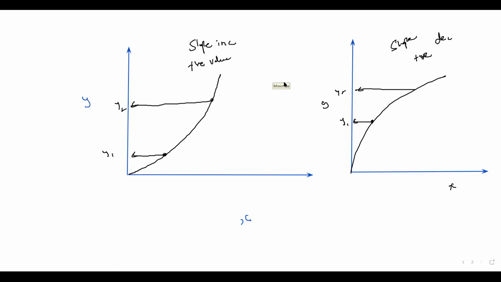Slope is decreasing. Slope means angle. As you can see, the angle with the x-axis at this point is higher as compared to the second point. So if the angle is decreasing, it means the slope is decreasing. When you measure the angle at another point, you can see the angle continues to increase.